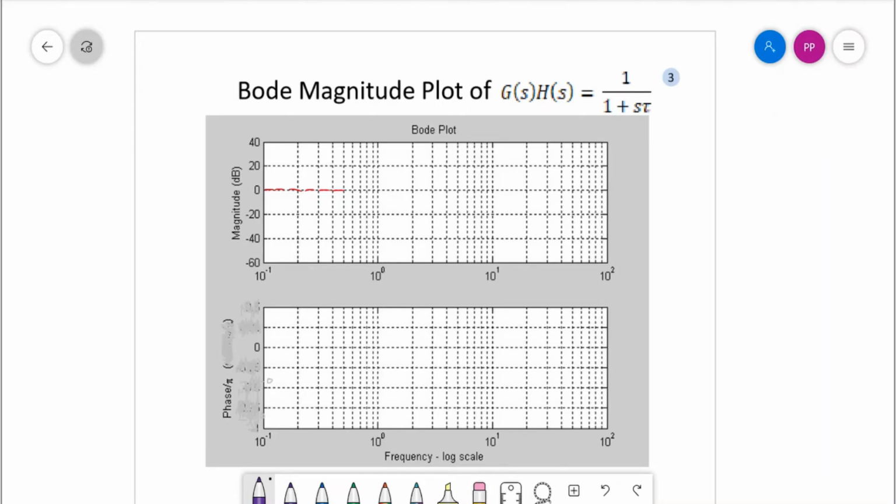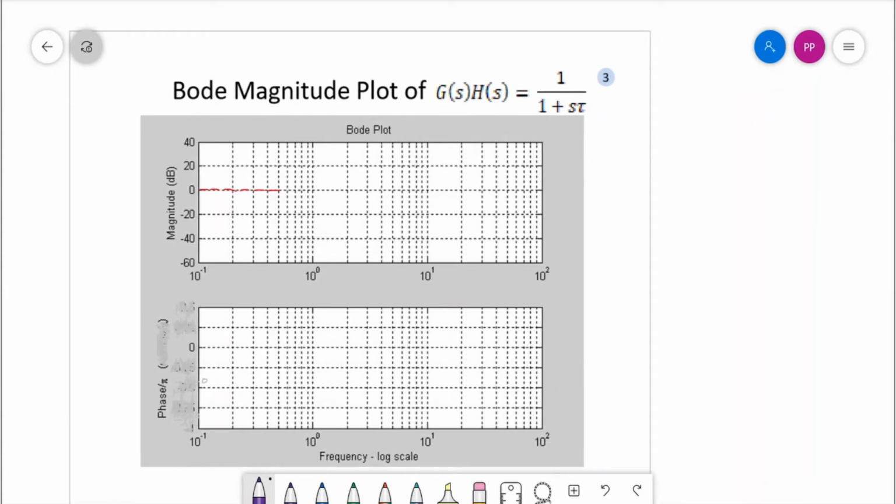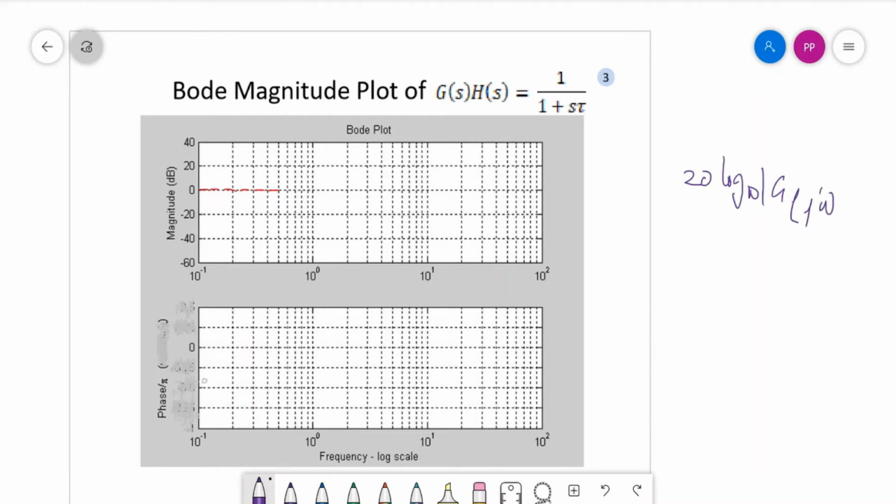Let us see how the corner frequency can be drawn between the two asymptotes. Take the first asymptote. For very low frequency, omega very much less than 1, this is drawn, so it will be a straight line. But for the second asymptote, if you approximate that omega is very much greater than 1, we can write 20 log base 10 mod of G at j omega. This is approximated as minus 20 log base 10 mod omega tau.